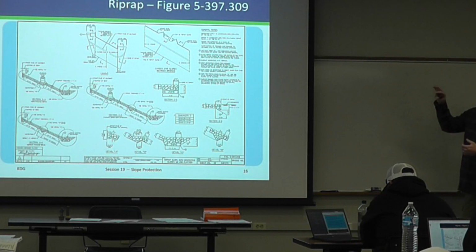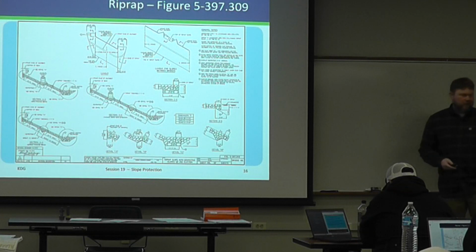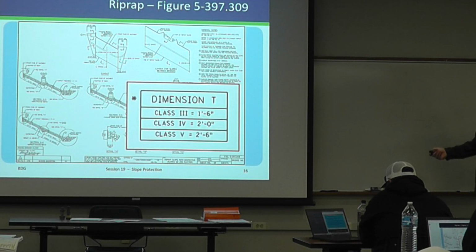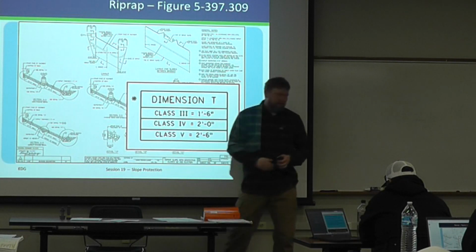So here's your standard figure, 309. This is what you're going to see if you have a project with riprap. Just wanted to highlight on this page, so we talked about the type and class. We've got random riprap here and then the class. Now, this standard has this little box, which calls out class 3, 4, 5, and then this T is essentially your minimum thickness right here.